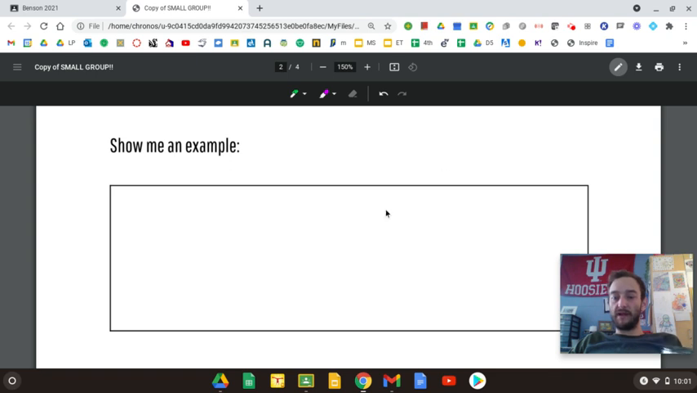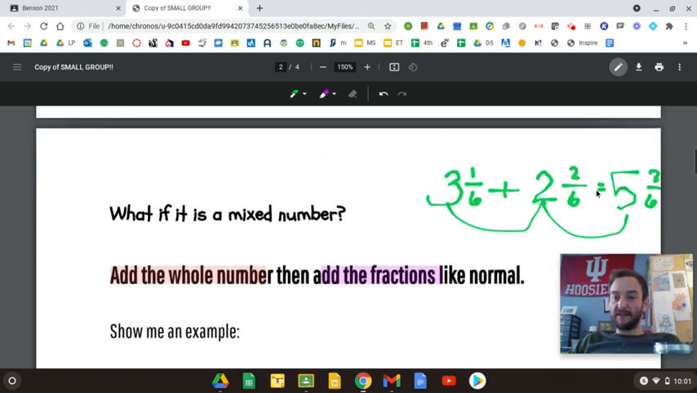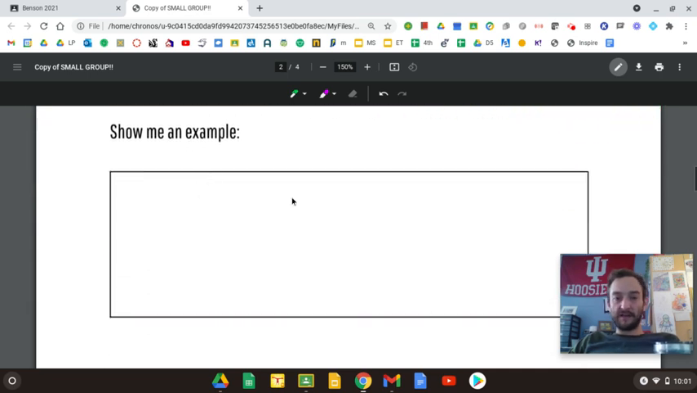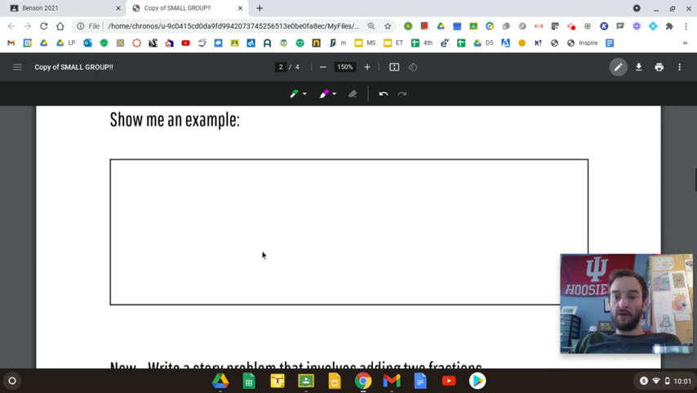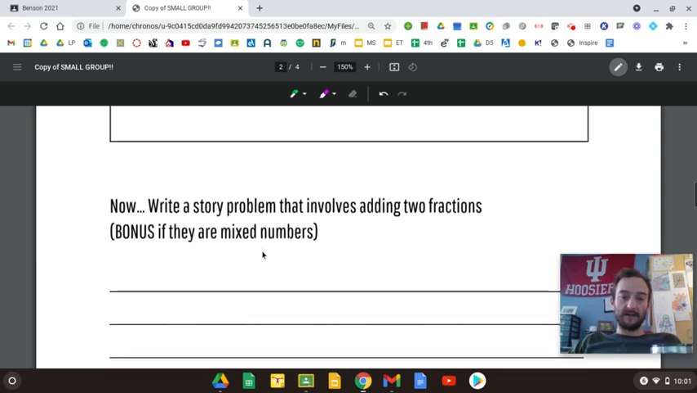So what you need to do now is show me an example. I want to see what it looks like to add mixed numbers. So there's my example. You can use that as a reference. And then you're going to put your example right here. So go ahead and pause if you need to. Get that written down, and then we're going to move on. When you're done, you can unpause and see what we're doing next.